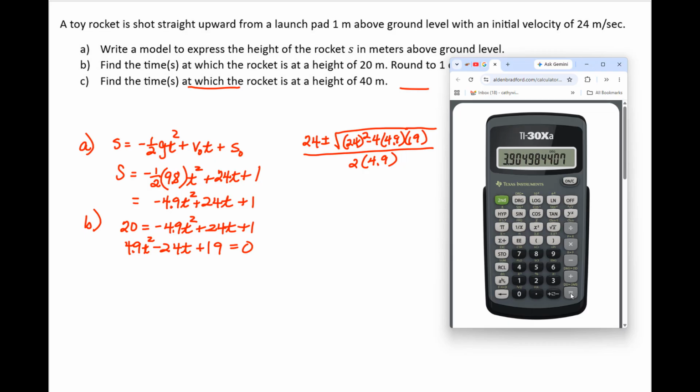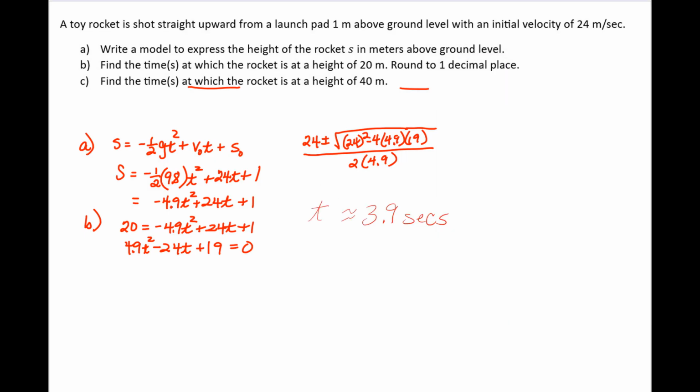So this is the value, one value in seconds of when this rocket was 20 meters above the ground, at about 3.9 seconds. Now there's another solution for when you have 24 minus that stuff. So we need to go back and do that. So let's grab the calculator again.